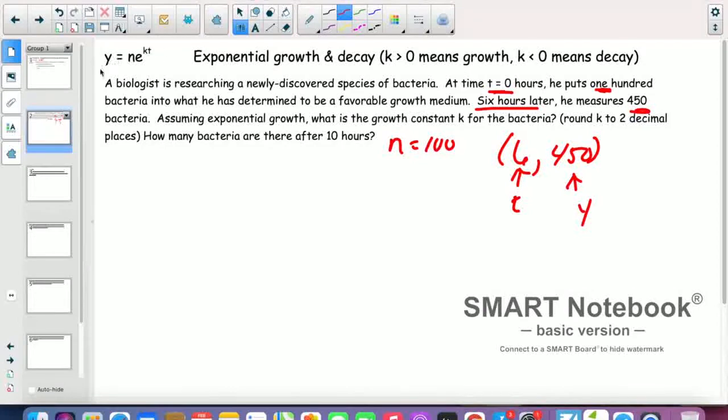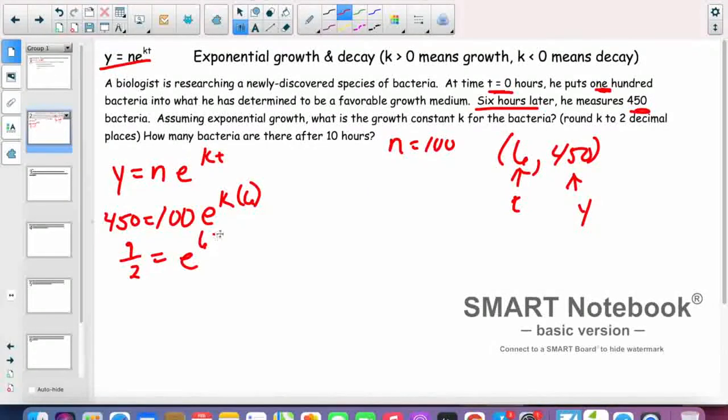So if this is our formula, y equals ne to the kt, we know that n is 100. That's what we started with. e is our exponential. We don't know k, but we do know that after 6 hours, we now have 450 bacteria in the dish. So we can solve this equation using natural logs. If I divide 450 by 100, that gives me 9 over 2, and that equals e to the 6k. I can put a natural log in front, so I've got the natural log of 9/2 equals the natural log of e to the 6k.